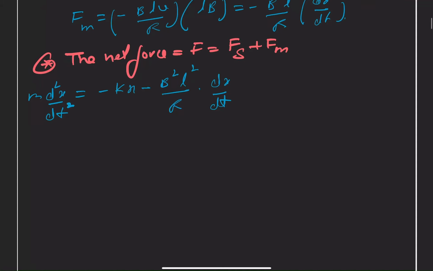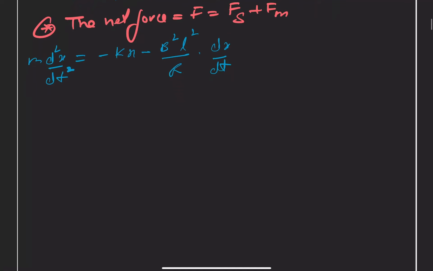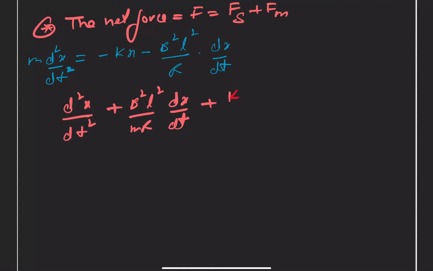So we can just readjust this differential equation, and this can be written as double derivative of x plus b square L square upon mr dx by dt plus k upon m x is equal to 0. Now this is nothing but we can compare it with a damped harmonic oscillator.